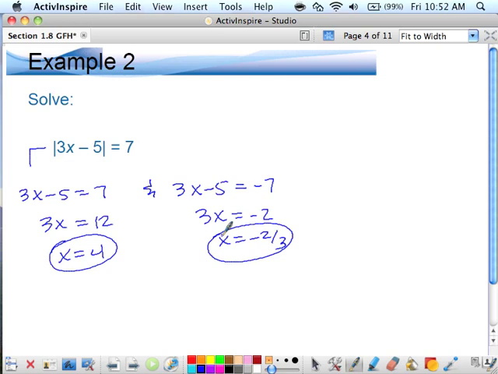12 minus 5 is 7. The absolute value of 7 is 7. So positive 4 definitely checks out and is one of our answers.